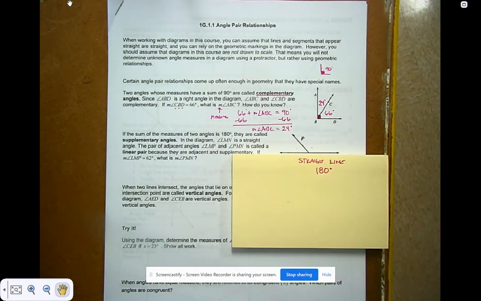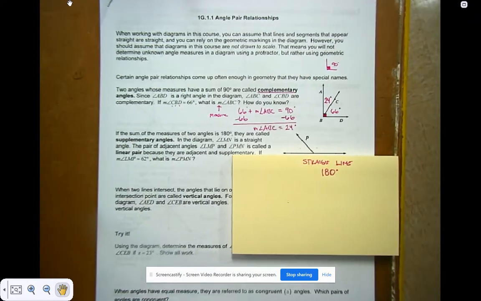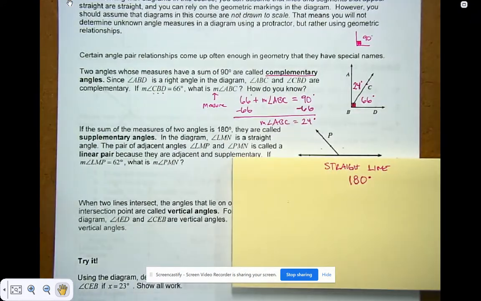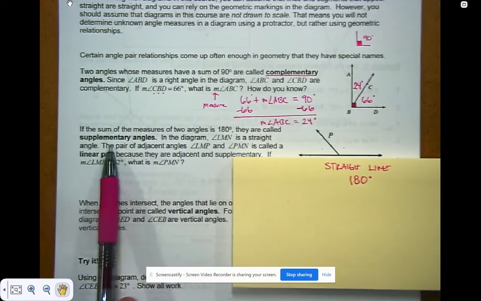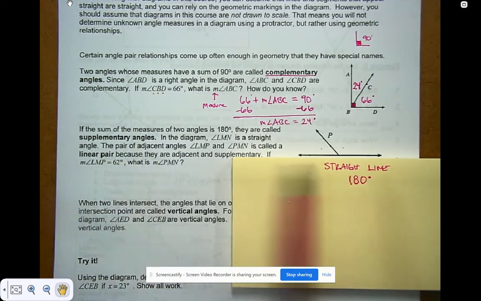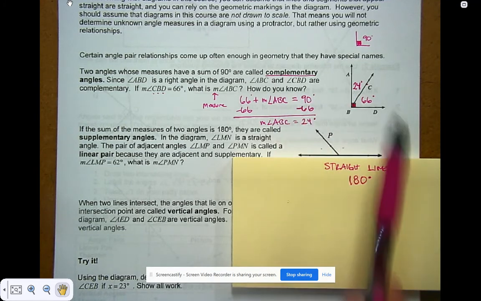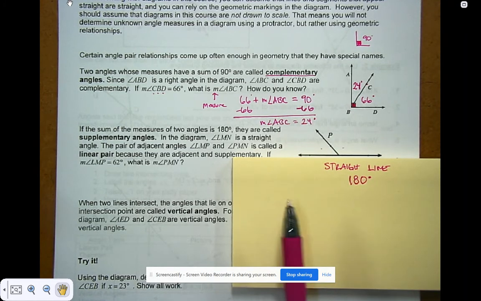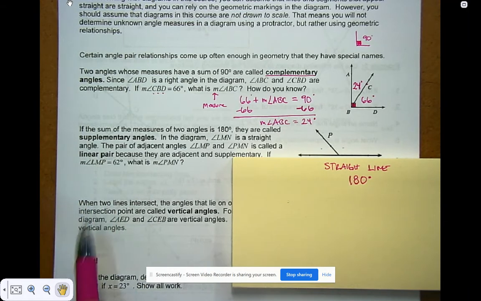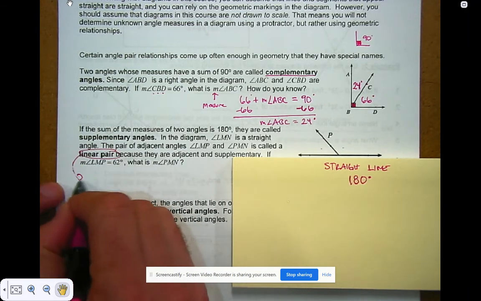If you ever have a straight line in geometry, these two angles add up to 180, just like these added up to 90. There just happen to be fancy names for that. Supplementary angles are angles that add up to 180. Complementary angles add up to 90. They're also called a linear pair because they make a line.